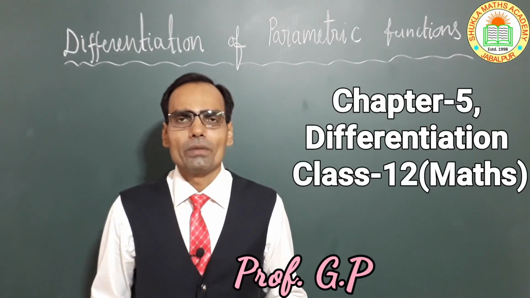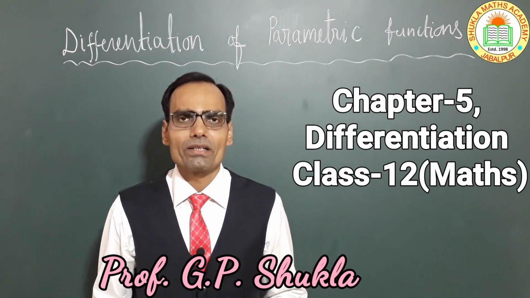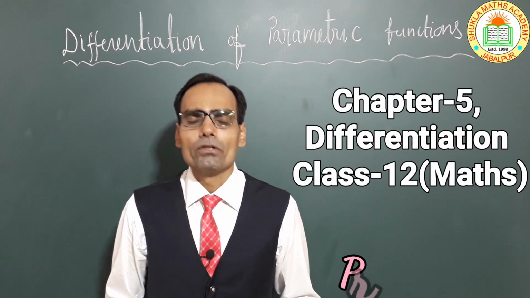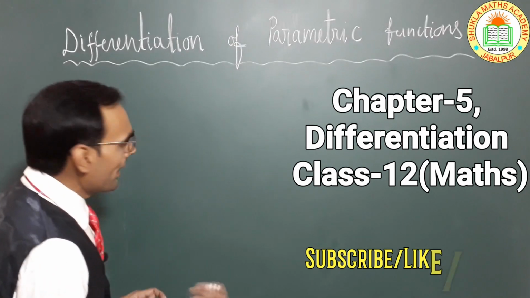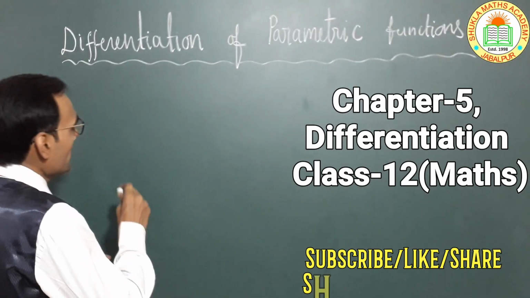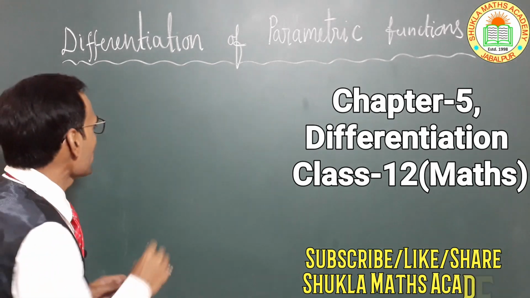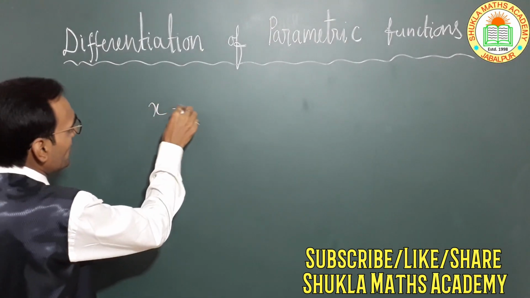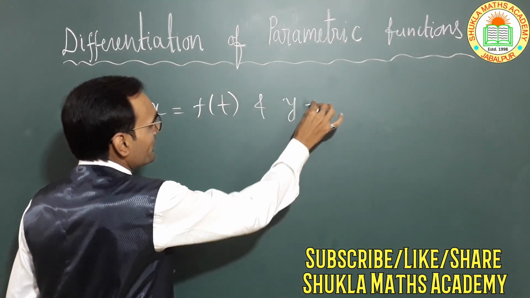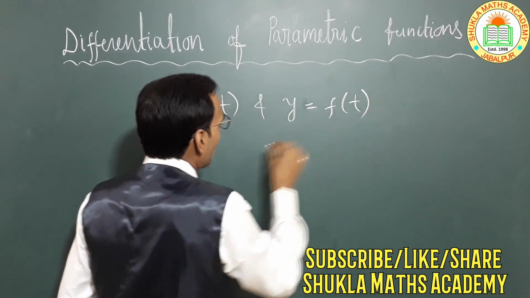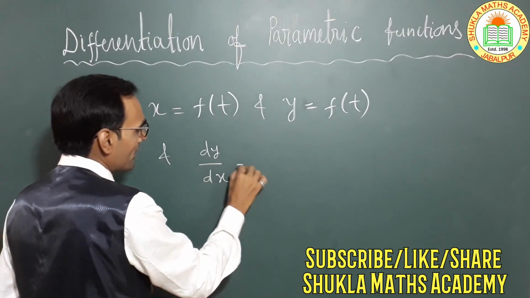Today in this video, we will discuss the differentiation of parametric functions or equations. First I will explain what a parametric equation is. If a function depends on another variable, then it is called a parametric equation. For example, x is equal to a function of t, and y is also a function of t, and we have to find the value of dy by dx.